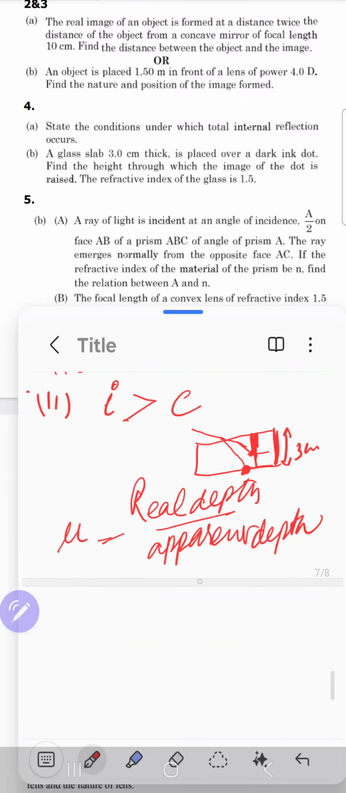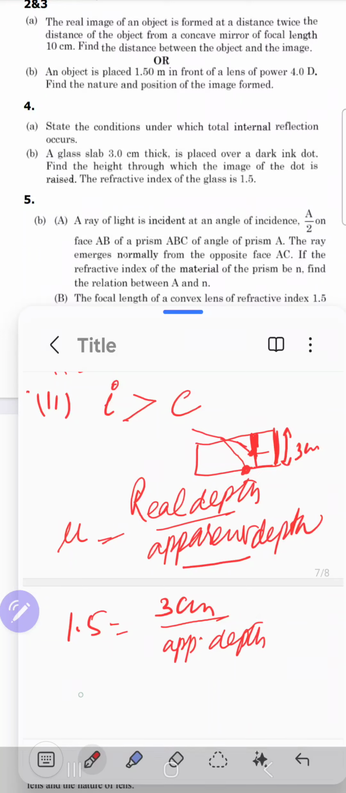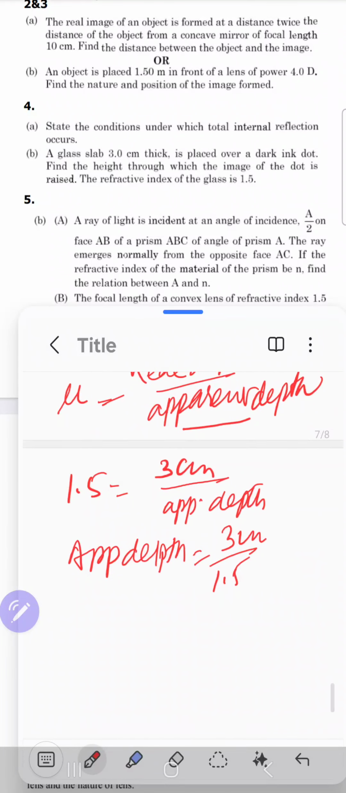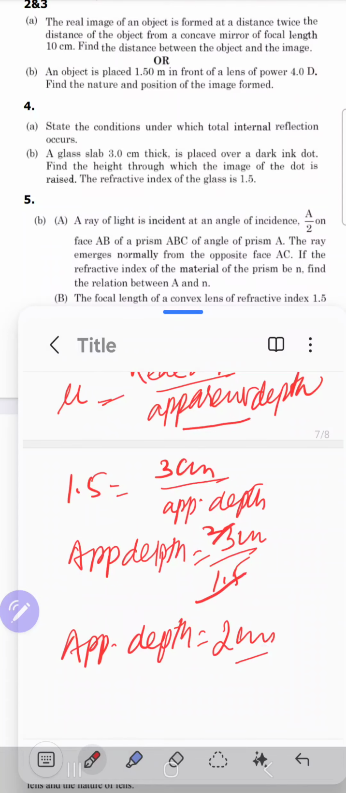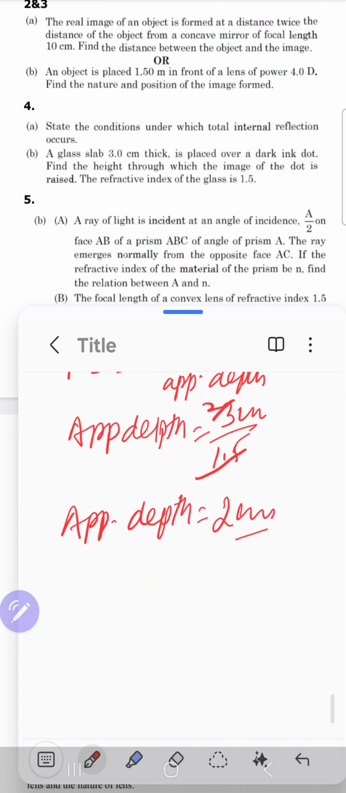So we can find out apparent depth. Subtracting the two, we can find out the distance through which the dot has been raised. The real depth is 3 centimeter, the refractive index is 1.5, and this apparent depth we have to find out here. So apparent depth would be 3 centimeter over 1.5, which is 2 centimeter. It means the dot would appear to be at a depth of 2 centimeter.